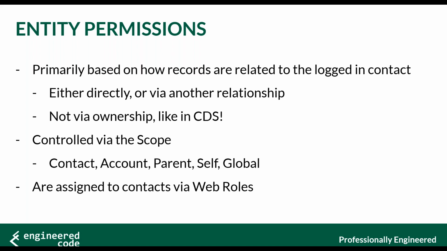So if you want the user to be able to read existing notes, you don't want to say, hey, someone can read all notes in the whole system. That's probably too many permissions. You generally only want them to be able to read the notes associated to the records that they have access to. So that would be a case where you're defining, I can read the notes if that note is related to another record that I'm related to. So again, primarily when we're talking about entity permissions, we're talking about how records are related to a particular contact, whether that's directly or indirectly.